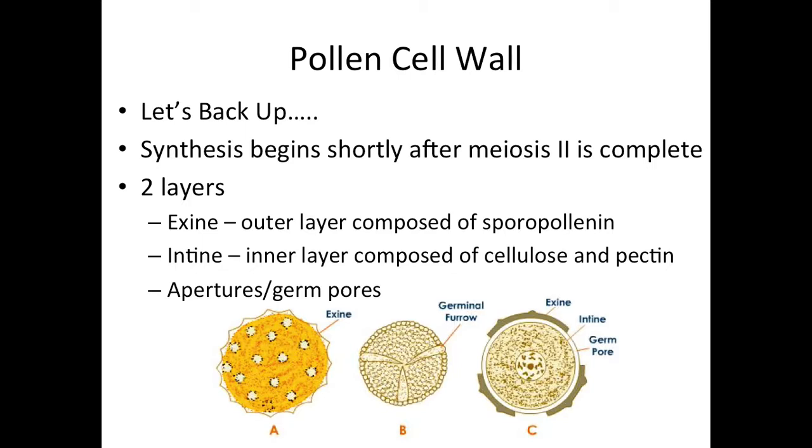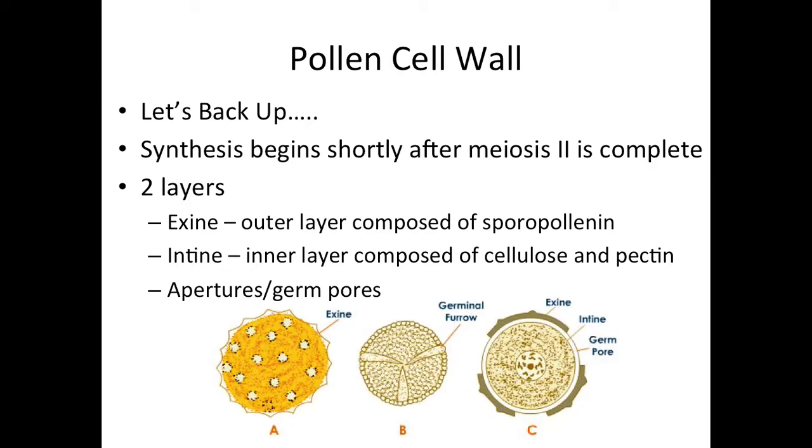So while the pollen grains are still in the tetrad, there are two layers to the pollen cell wall. The exine is the outermost layer, and it's composed of this really amazing molecule called sporopollenin. Sporopollenin is one of the hardest substances on Earth. There are no known enzymes that can degrade it, and in fact, we have ancient pollen that has been recovered from Antarctica and from other ice core samples, and all that's left is the sporopollenin.